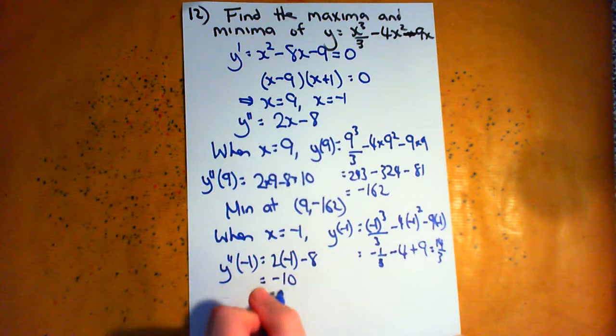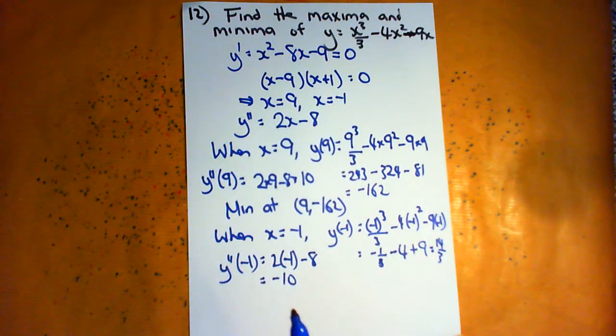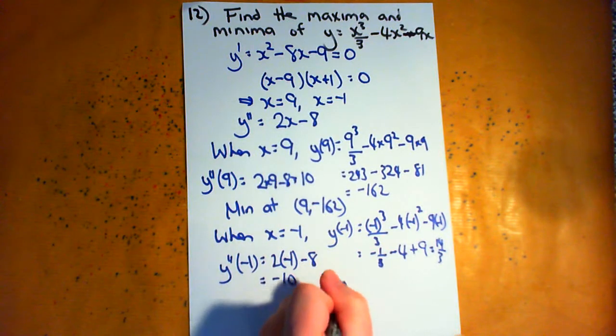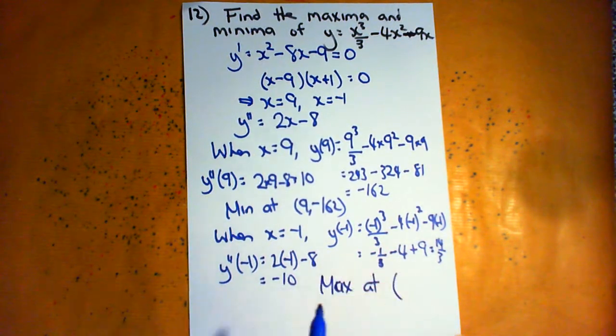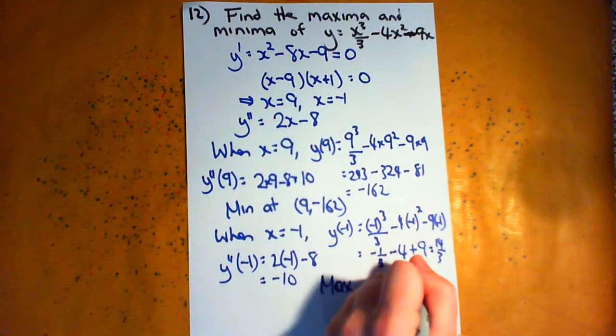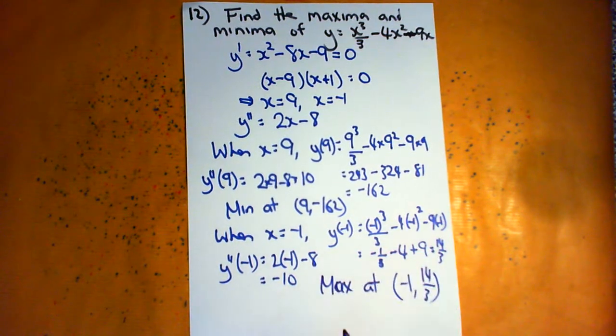So we got a negative for the second derivative here, which tells us that this will be a maximum at x was negative 1 and y equals 14 over 3.